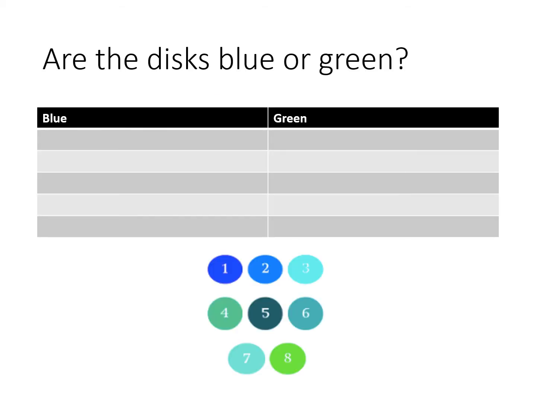Okay, so now what I need you to do is to number these discs. Sorry, no, the discs are already numbered. Categorize them into either blue or green. So number 1, do you think that goes into the blue or the green category? And then do the same for 2 to 8. So just pause me now.